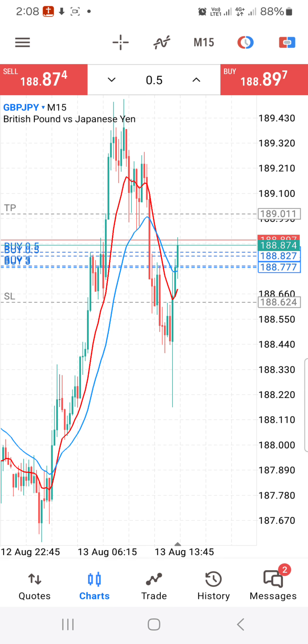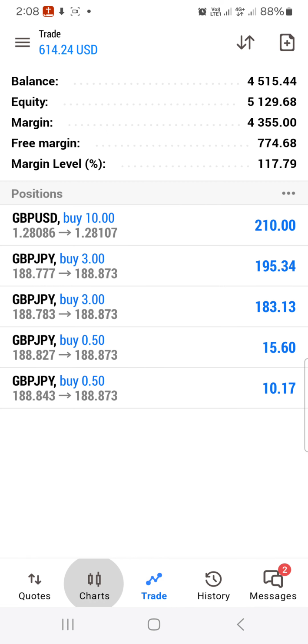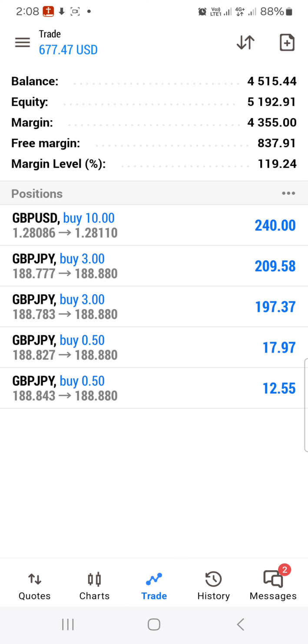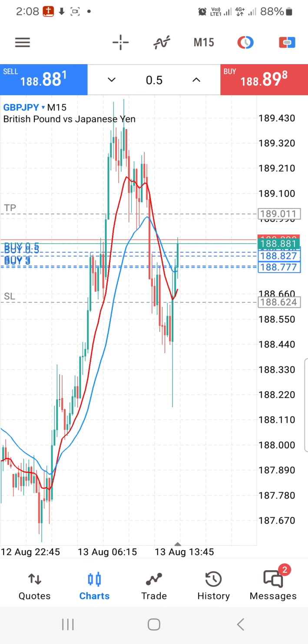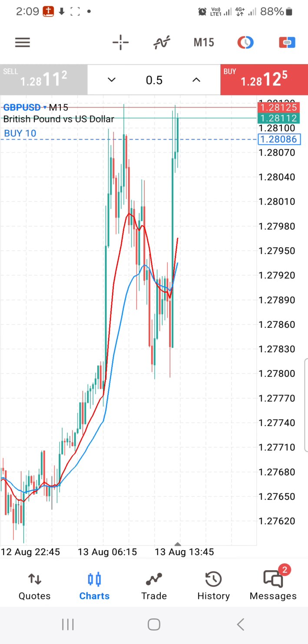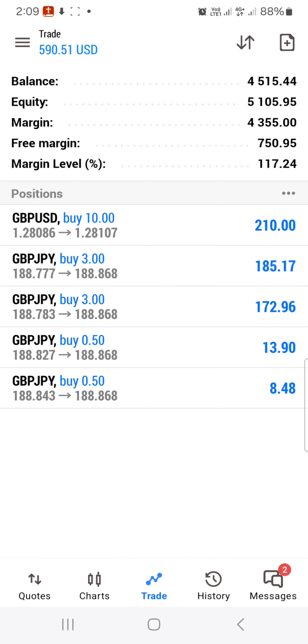I'm trading pounds GPY, that's the PS. Wow, you can see how the market is moving. You can see all this going up. I just placed this trade in your view before. Let's check. I traded Euro JPY, pounds JPY, and pounds USD.